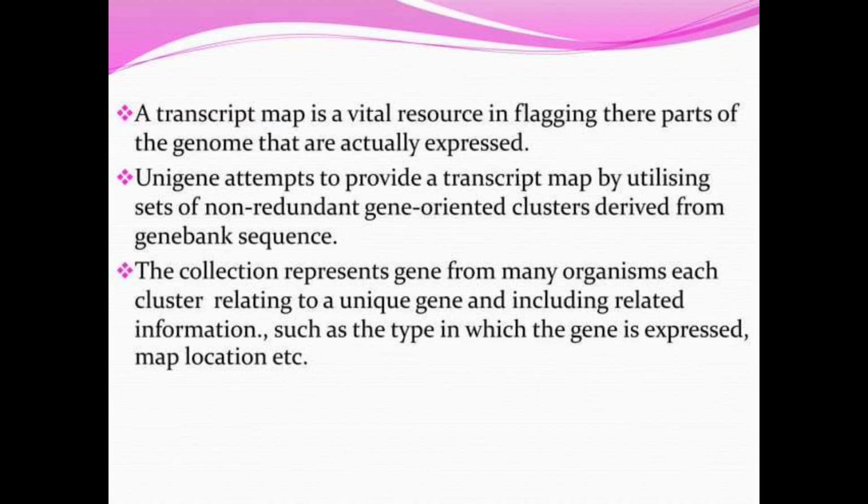A transcript map is a vital source that flags the parts of the genome that are actually converted to genes which are expressed as protein, or we call it gene expression. So the genes which are converted to mRNA by transcription, and later to protein, we call gene expression. UniGene attempts to provide a transcript map by identifying which genes are undergoing transcription to mRNA and later translation to protein.